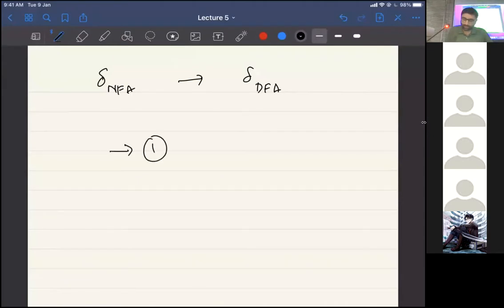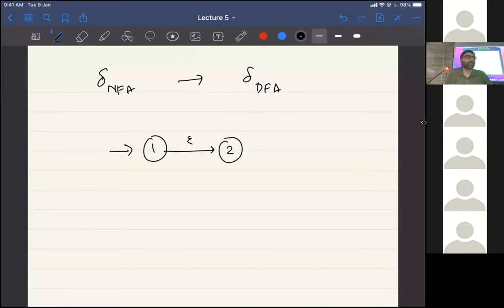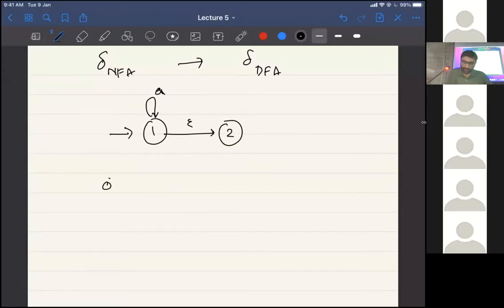Suppose this is state one and this is state two. It reads A. So this is the NFA. In state one, the machine reads A, it stays at one, but it can go to two because there is an empty transition. So when we convert this NFA into a DFA, first of all, we have just two states, so we would have four states in our DFA. One of the states is the empty set, the other state is one, the other state is two, and the other state is one, two.